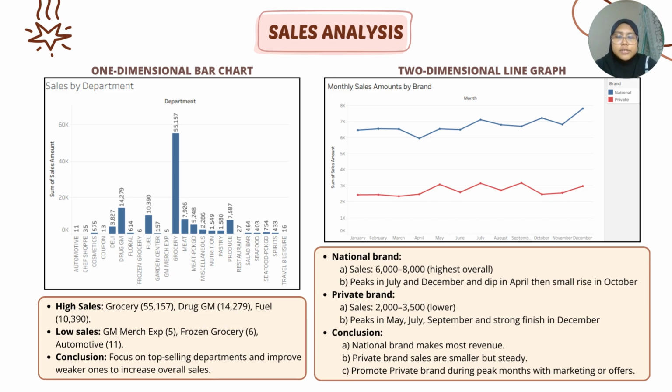On the right, the line graph shows monthly sales by brand. The national brand has the highest sales with peaks in July and December, while the private brand is lower but steady, peaking in May, July, and September, and finishing strong in December. From this, we can see that the national brand drives most revenue, the private brand is smaller but steady, and the organization should promote the private brand during its peak months to increase sales.